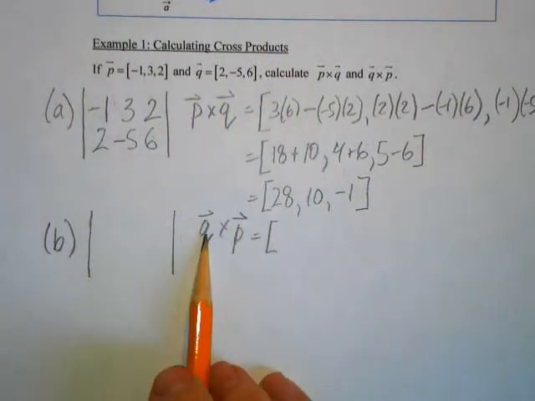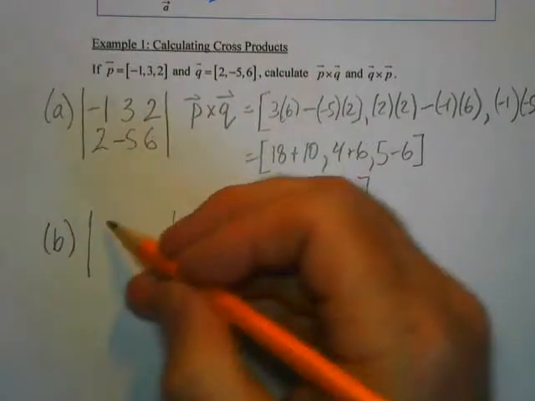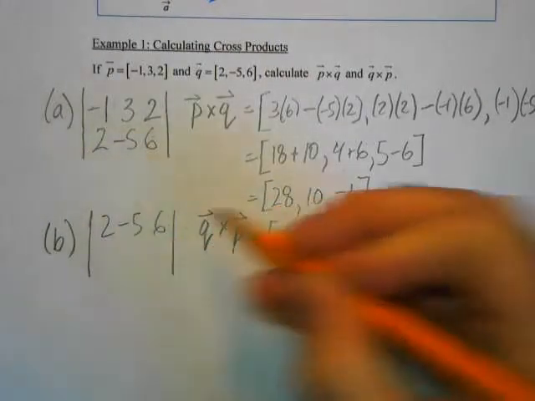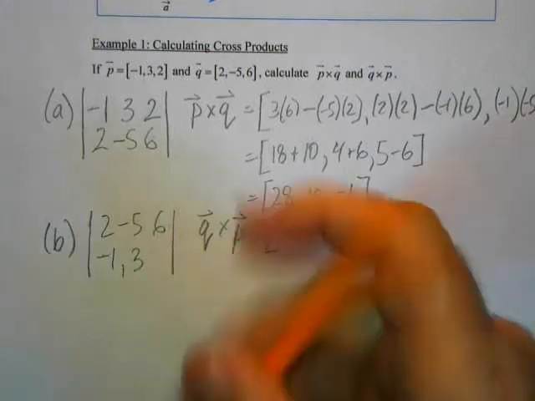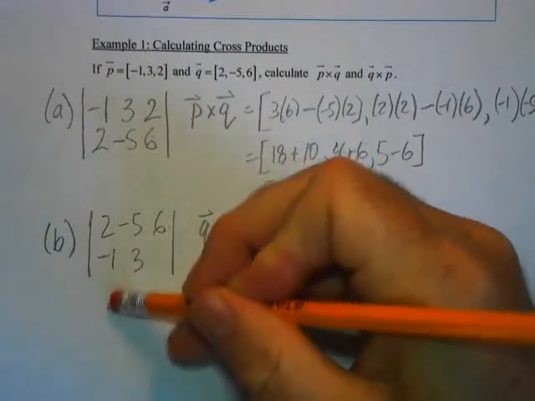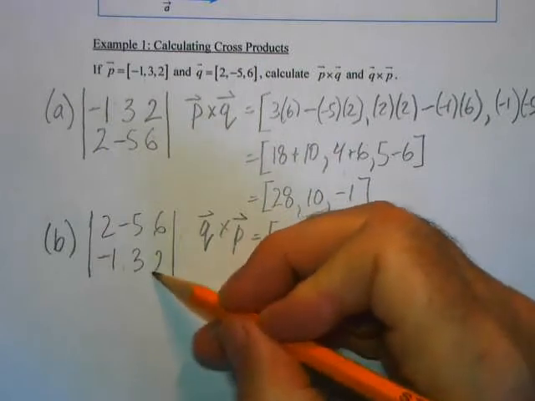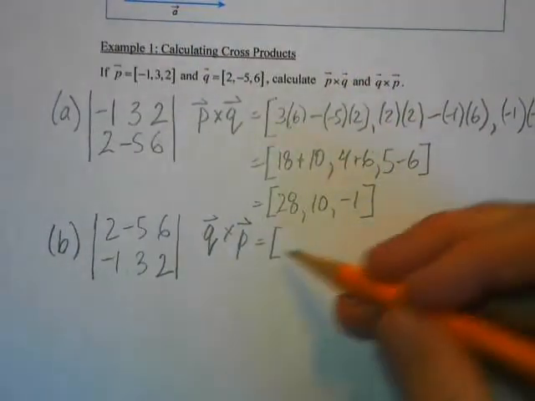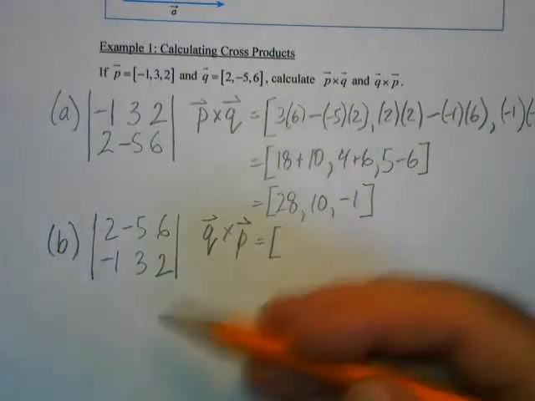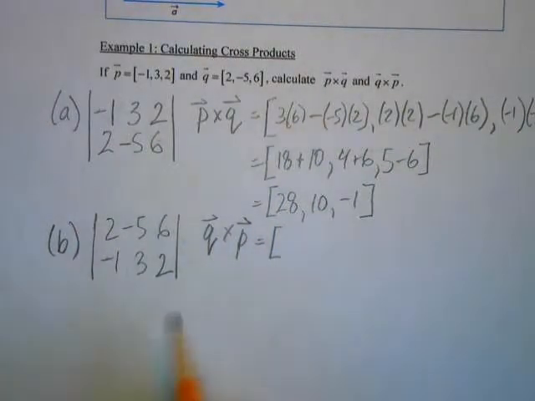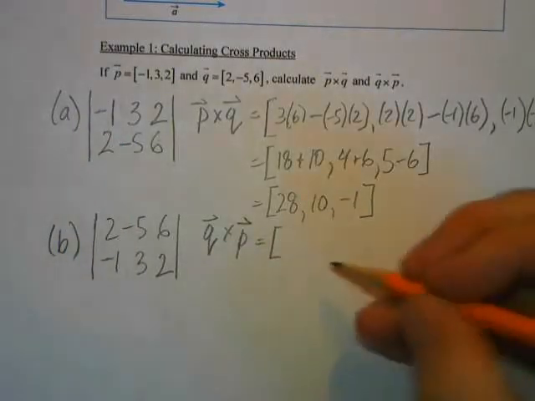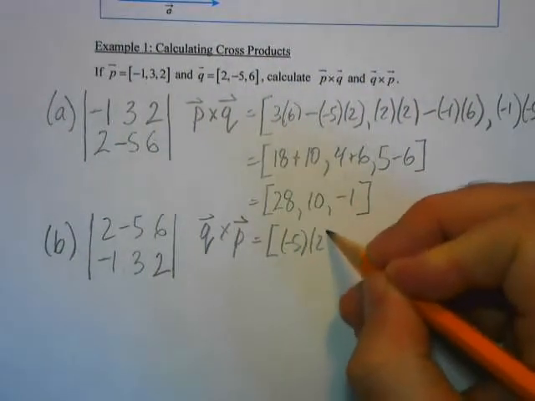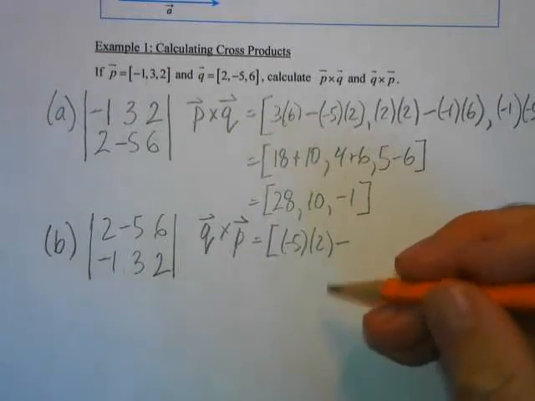So since Q is the first vector, I put its components on the top line: -5, 6, and... P, I put its components -1, 3, and 2. So don't want a comma. Okay, and the numbers will seem familiar because we're basically multiplying and subtracting the same numbers. So again, the first component, cover the first column. It'll be -5 times 2 minus 3 times 6.